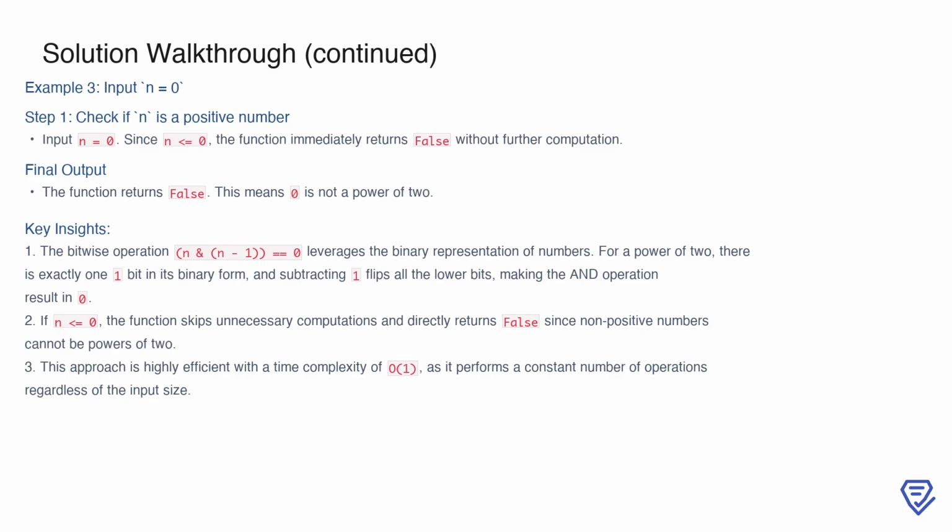From these examples, we can extract some key insights. First, the bitwise operation n & (n-1) = 0 is based on the fact that a power of 2 has exactly one 1 in its binary representation, and subtracting 1 flips all the lower bits, resulting in an AND operation that produces 0. Second, if n is less than or equal to 0, we avoid unnecessary calculations and directly return false. Finally, this approach is highly efficient, with a time complexity of O(1), as it involves only a fixed number of operations regardless of the size of the input.